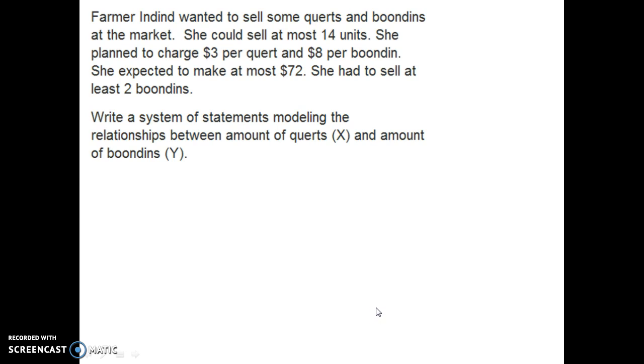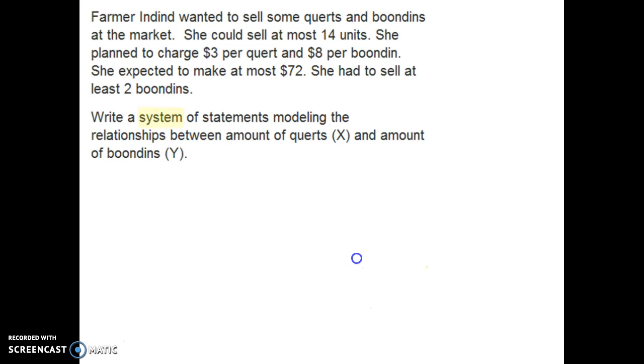So let's look at another example. Farmer Indid wanted to sell some quarts and bundens at the market. She could sell at most 14 units. She planned to charge $3 per quart and $8 per bunden. She expected to make at most $72. She had to sell at least 2 bundens. Write a system of statements modeling the relationships between amount of quarts x and the amount of bundens, which is going to be y.